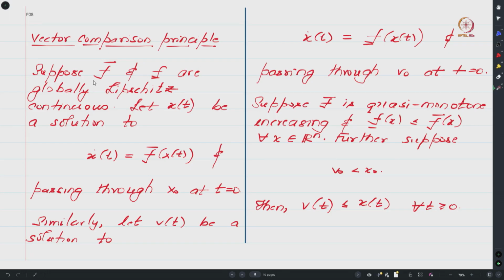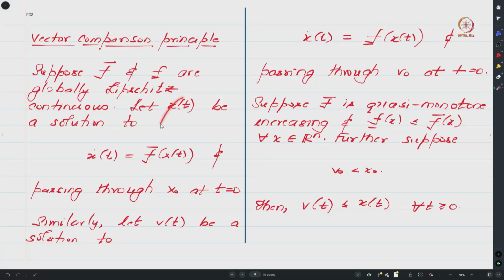We are now going to state another important result, which is known as the vector comparison principle, and we will be using this result to study the asymptotic behavior of the limiting ODE that is associated with your Q learning algorithm. So what does the vector comparison principle say? It says that suppose you have two functions going from R^d to R^d. Let us denote the first function as f upper bar and the second function as f lower bar, and suppose these two functions are globally Lipschitz continuous.